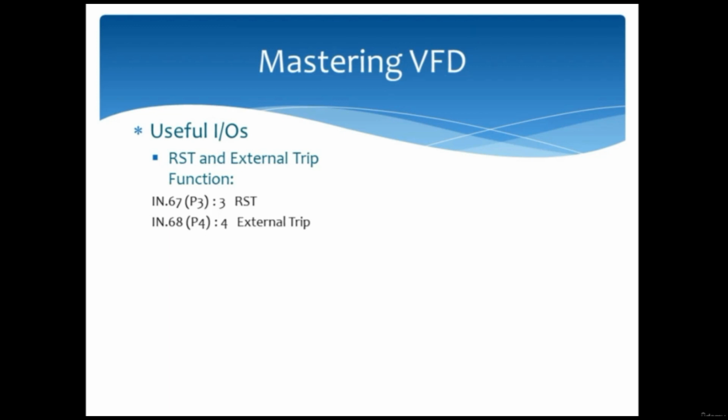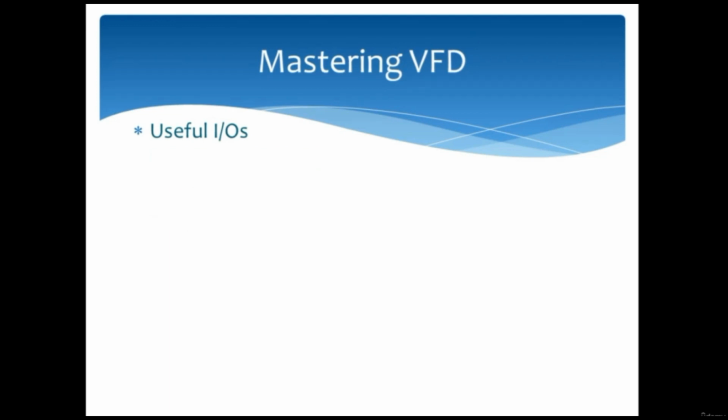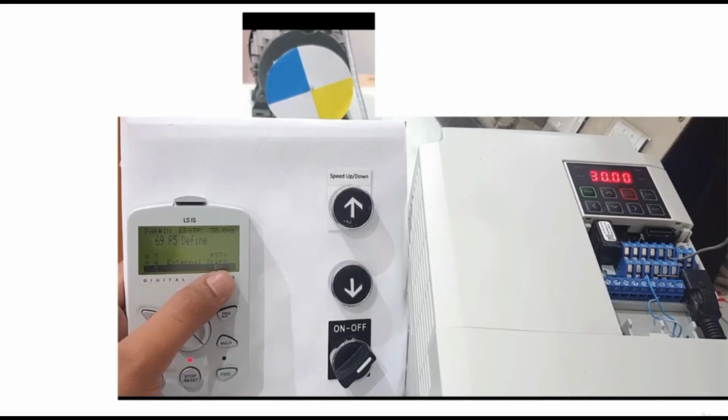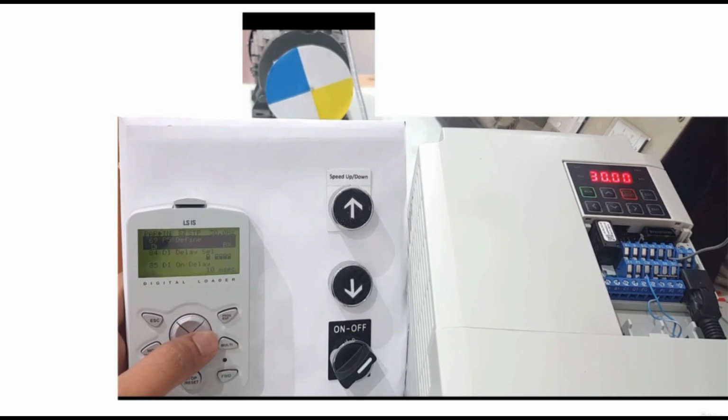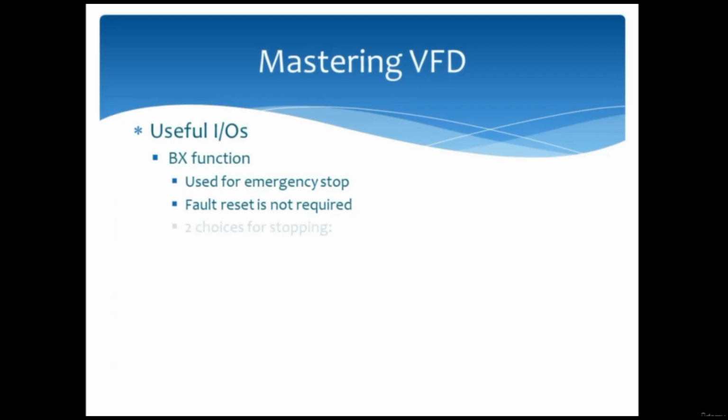Next we will discuss BX. This function is used for emergency stop. When BX is active, the VFD will block the output, and once BX signal is removed, reset is not required and VFD can resume its operation. I will show this in the demo. I am assigning P5 by accessing the parameter number IN69 and selecting BX, which is number 5.